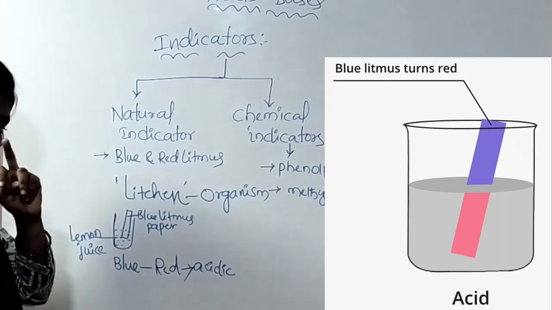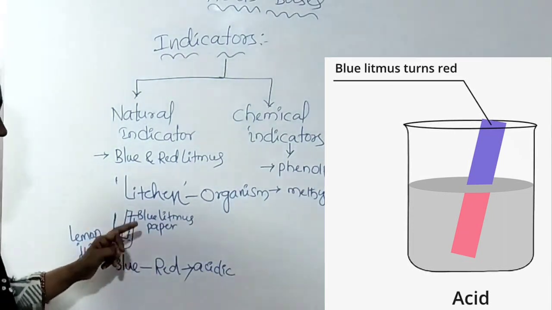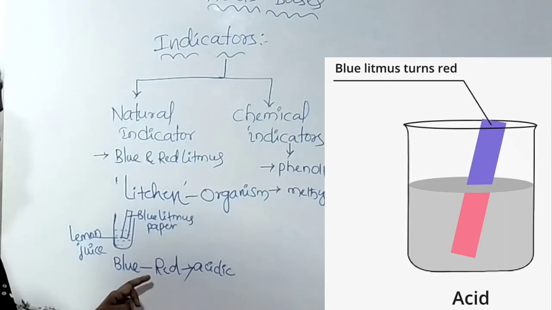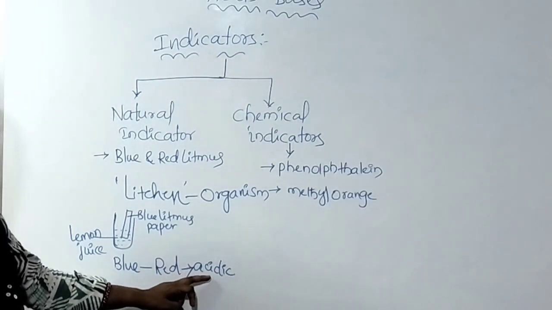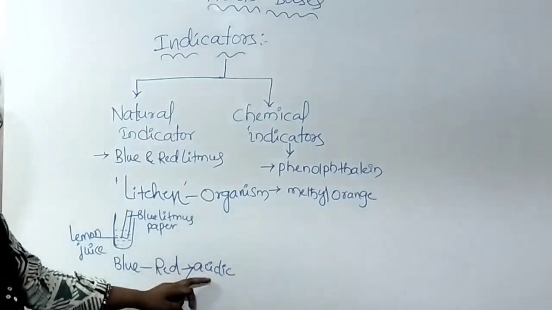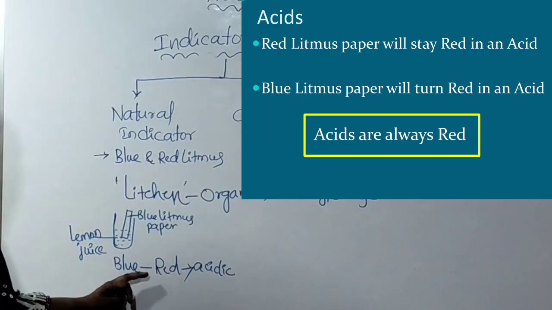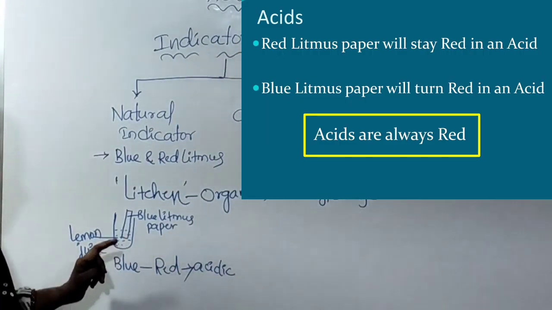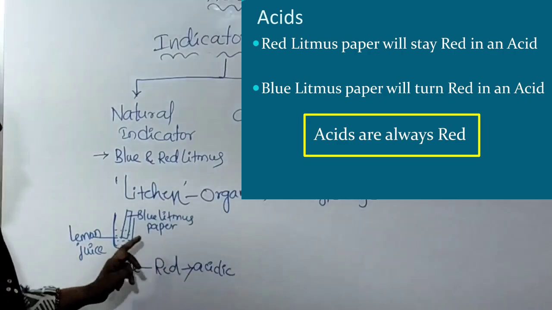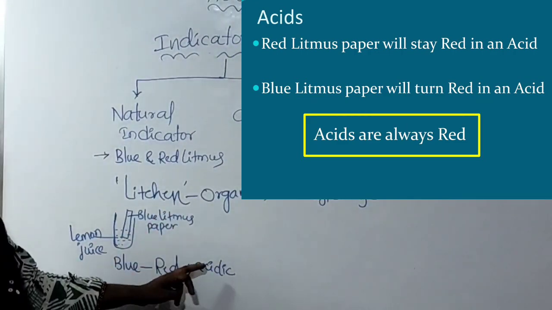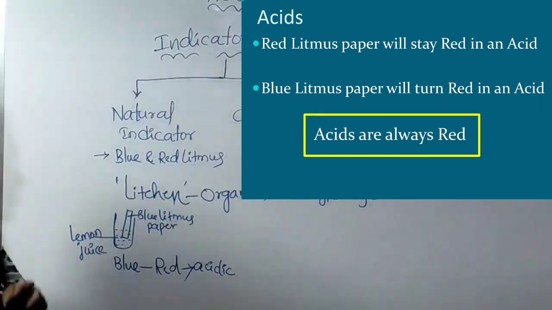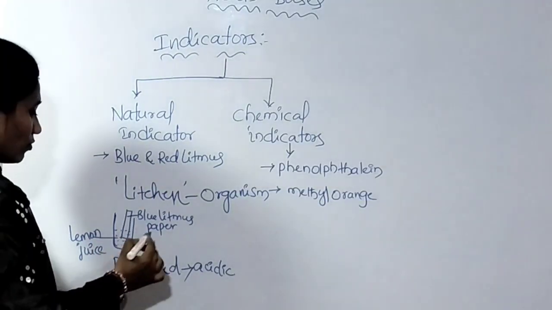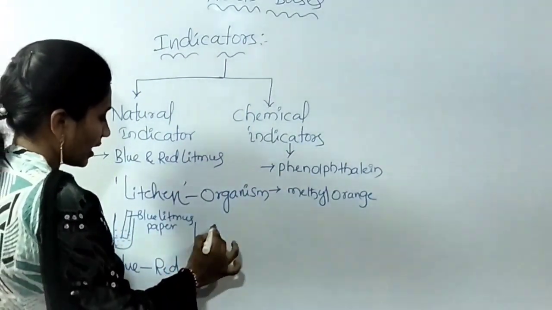If we use blue litmus paper in a solution and it changes into red color, then the nature of the substance or solution is what? Acidic. If blue litmus paper changes into red, the nature of the substance is acidic solution. Then what about a basic solution?